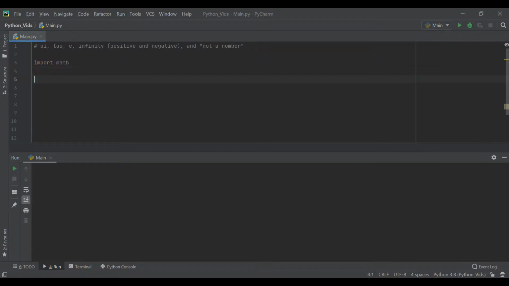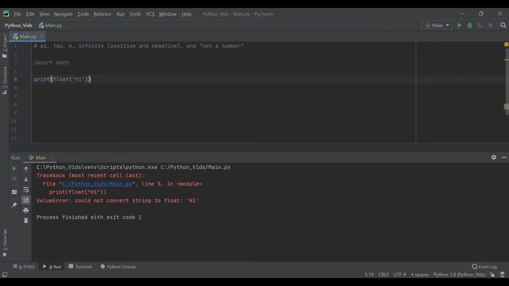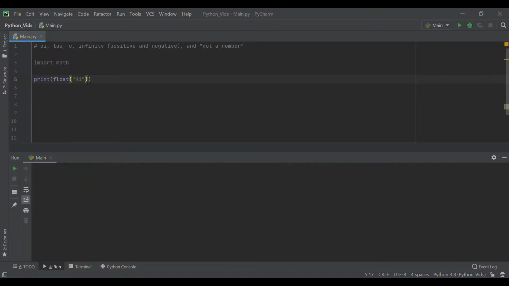So, as you saw, we just did print float INF, and that printed something, so what if I did print float of hi? Is that going to give me a float value with hi? No, it gives you an error. It says value error could not convert string to float hi. So you can't do this with everything. There's actually only a couple of things where you can type in letters like that and convert it to a float. And one thing you can do is a float of NaN, and that is not a number.